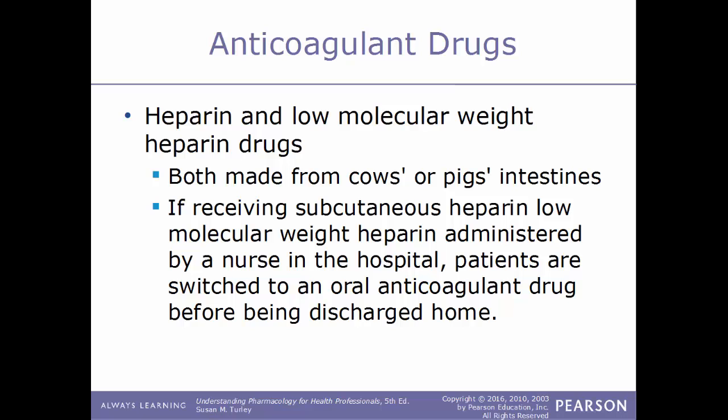When it comes to heparin and low molecular weight heparin, both are made from the intestines of either cows or pigs. Now, if the patient is receiving a subcutaneous low molecular weight heparin administered by a nurse in the hospital, they are switched to an oral anticoagulant drug before they're able to be discharged to go home.